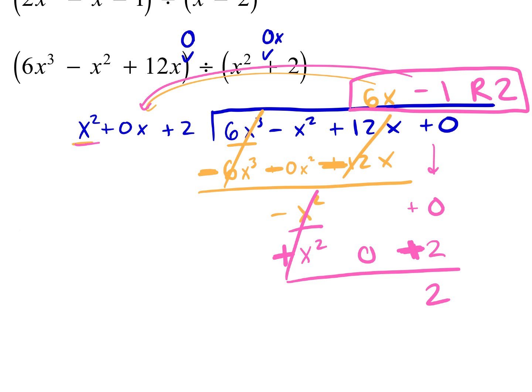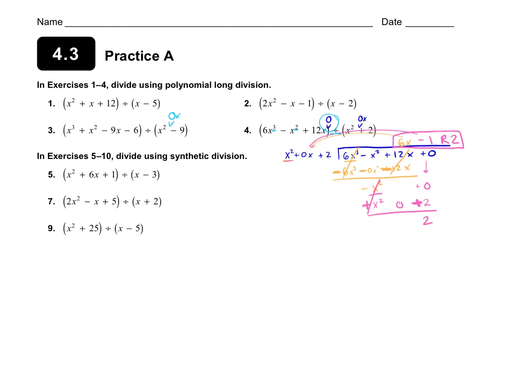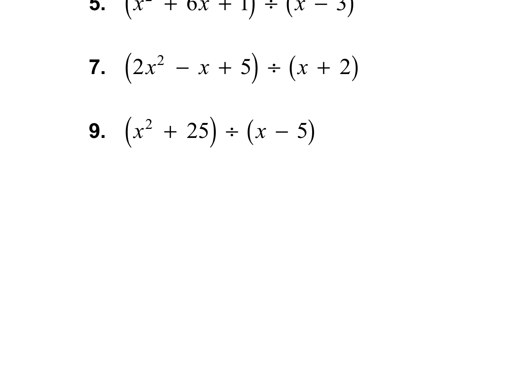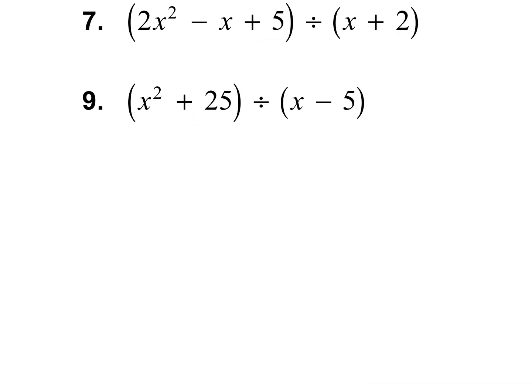So if we start with x to the third power, I need x cubed, x squared, x to the first power, and a constant. So that's why we put that 0 there. All right, for the next one, we're going to divide using synthetic division. So let's take a look at 9.